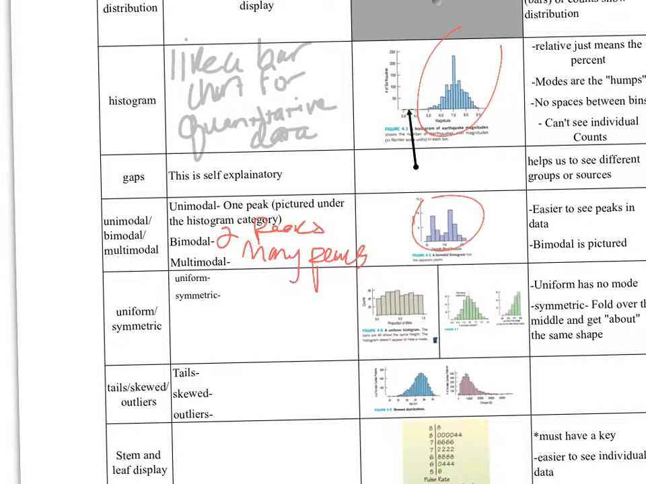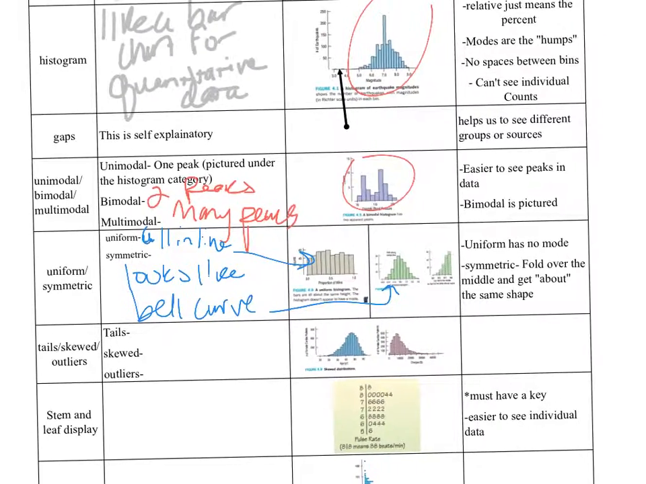Uniform for a histogram looks like literally it's uniform, it's all in line. Oh, this is not writing. That would be considered a visual of a uniform. Symmetric literally looks like a bell curve, and hopefully everyone knows what that looks like. And that would be considered symmetric. So uniform has no mode because they're literally all in line. Symmetric, you can fold over the middle and get about the same shape.